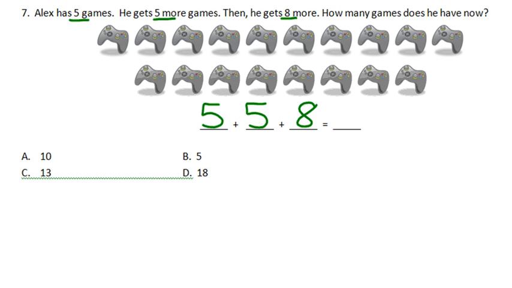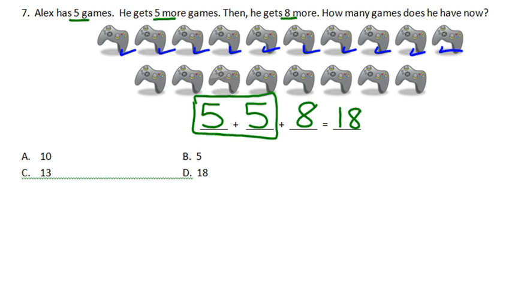Now, I have 2 ways I can solve this. Whenever I recognize tens, I like to use my plus 10 strategy. So 5 plus 5 I know is 10. Add 8 more, I get 18. If you're not quite quick enough with that strategy yet and you see pictures, of course we can always count. So let's start with 1, 2, 3, 4, 5, 6, 7, 8, 9, 10, 11, 12, 13, 14, 15, 16, 17, 18. So we know that Alex has 18 games now.